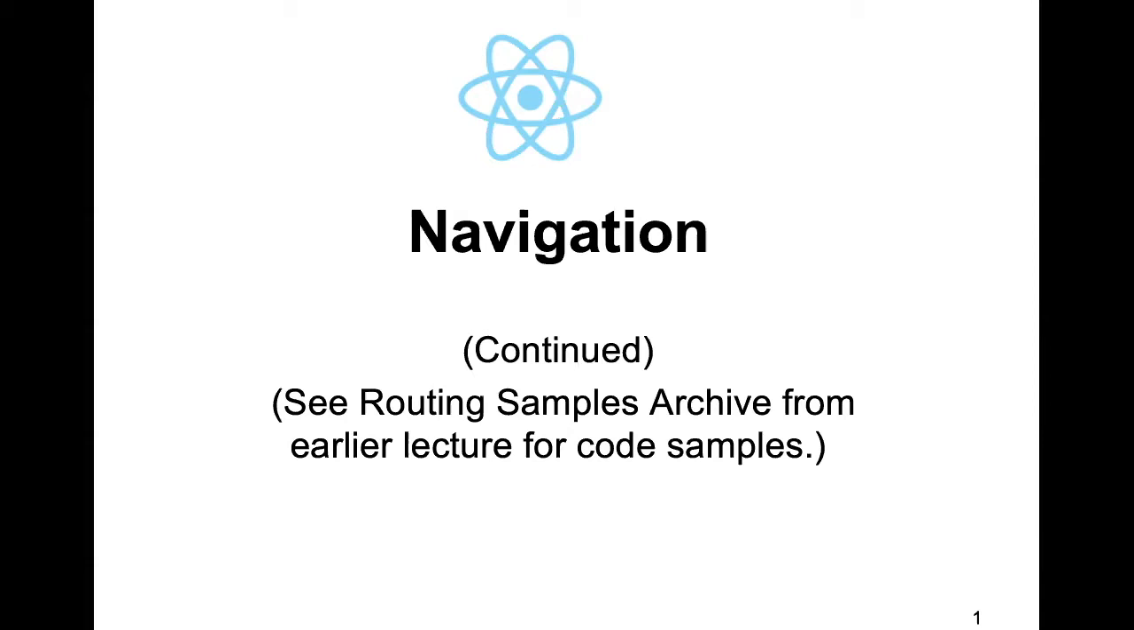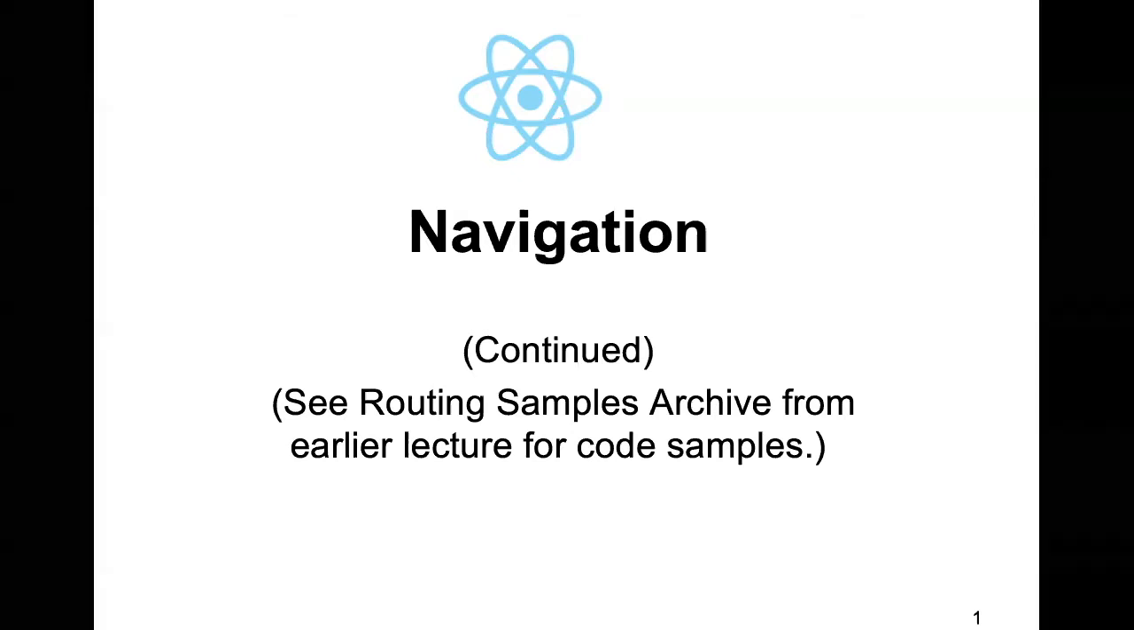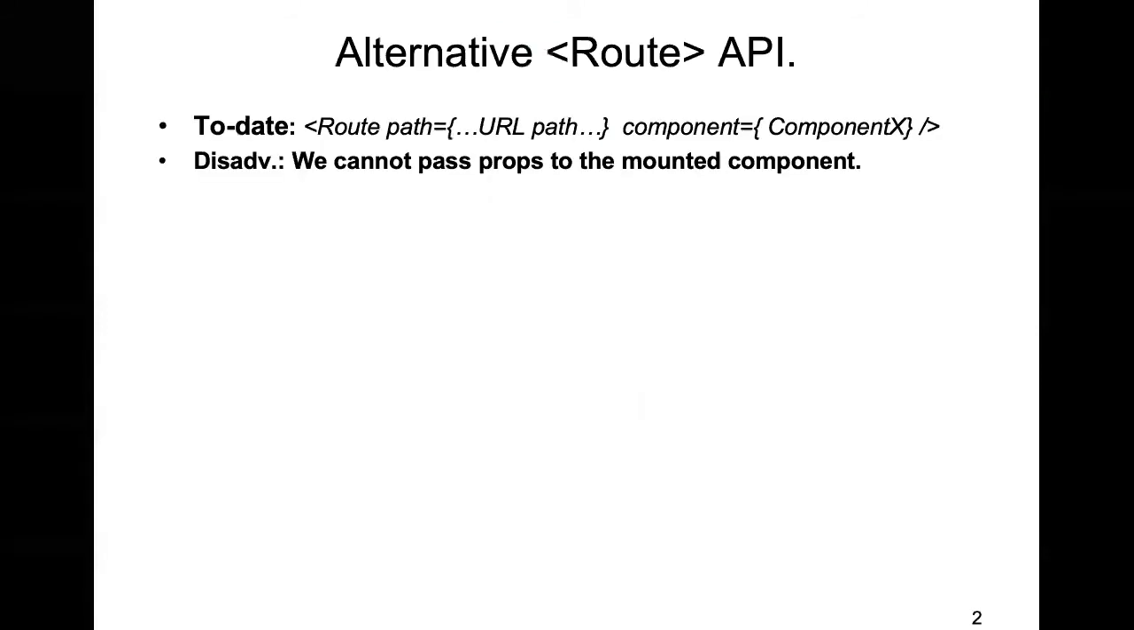This is very much a continuation of the navigation stuff that we've already looked at, and we've worked through some of the samples. For the next sample, I want to address an alternative usage of the Route component. In the Route component, as you can see in the example, we provide 2 props: a URL path and a component. And we know the way it works: if the browser's URL matches the path string, then React Router will mount the component that you've specified.